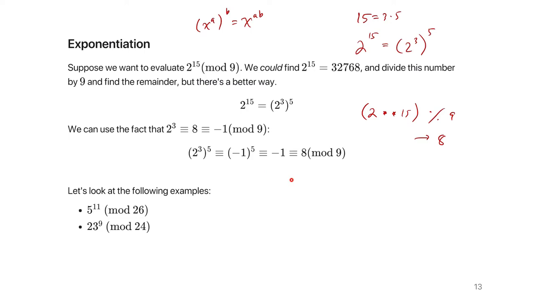Raising 1 or negative 1 to any exponent is pretty easy. And then negative 1 in mod 9 is just 8. So I was able to do that simplification pretty quickly. And I didn't have to, you know, divide out 32,768 by 9 or anything like that. Okay? So I'll give you like 30 seconds maybe. Take a look at these following two examples and see if you can figure out the trick on how to exponentiate them.